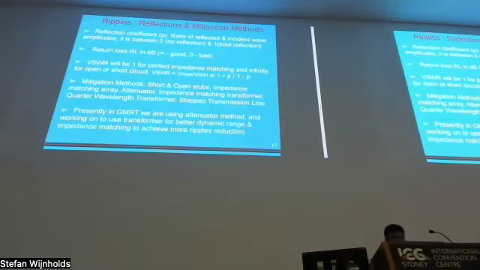Presently in GMRT we are using an attenuator method, but we are looking for a transformer method because the present attenuator method has reduced the dynamic range, and we also want to improve the impedance matching. So for that purpose we are looking at the transformer method.